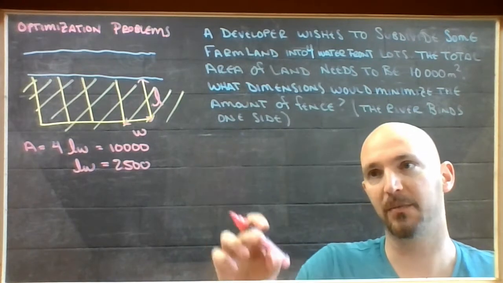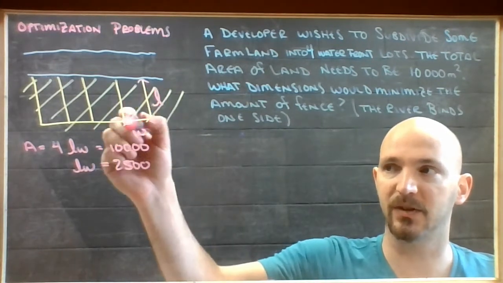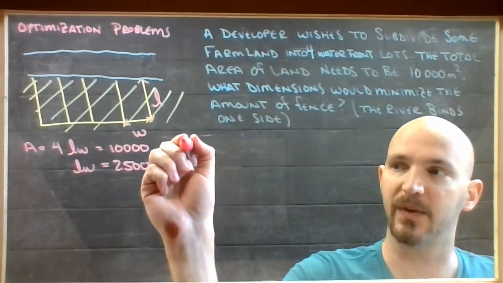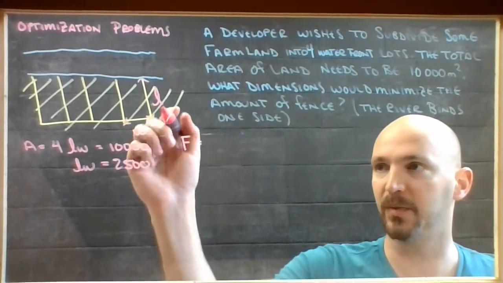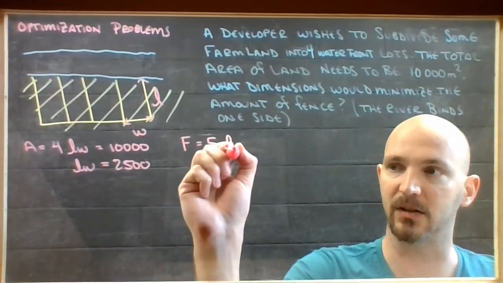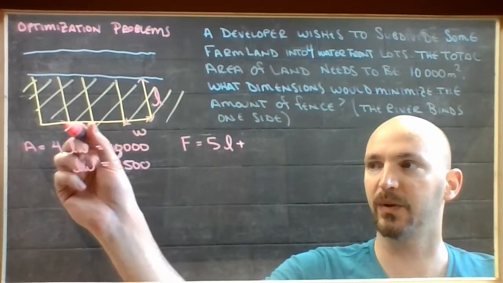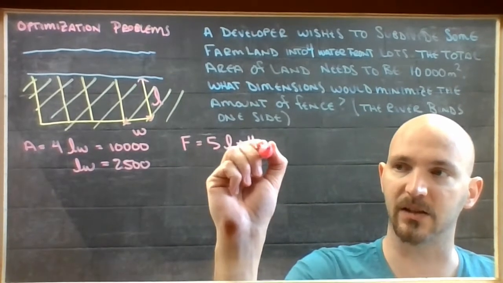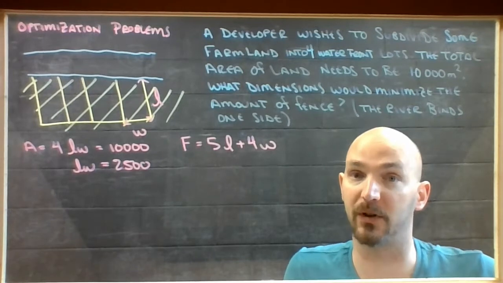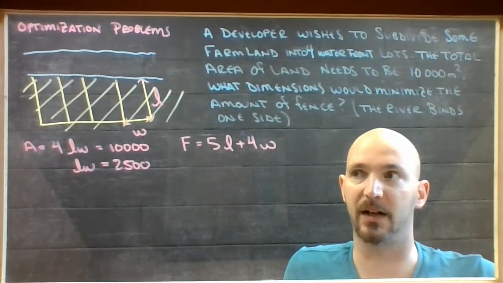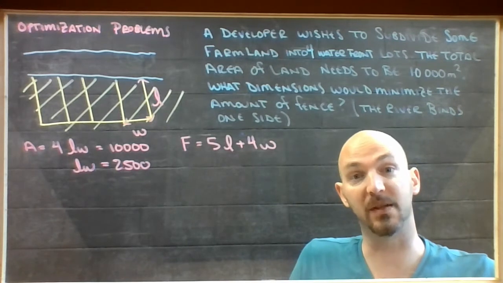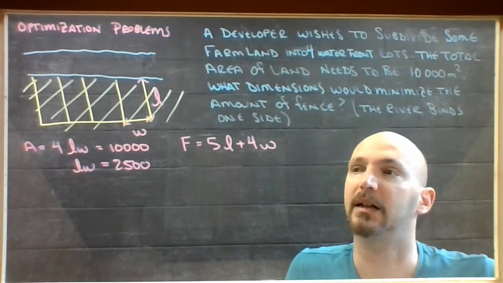I've been asked to minimize the amount of fence. Well, the fence only shows up where the yellow lines are. So the fence, F for fence, would be 1, 2, 3, 4, 5 of these sections this long, and 1, 2, 3, 4 of the sections this long. I don't need any fence along the river because the river is the boundary. Also, it's hard to put fence in a river. It's not real effective. Also defeats the point of having waterfront property.